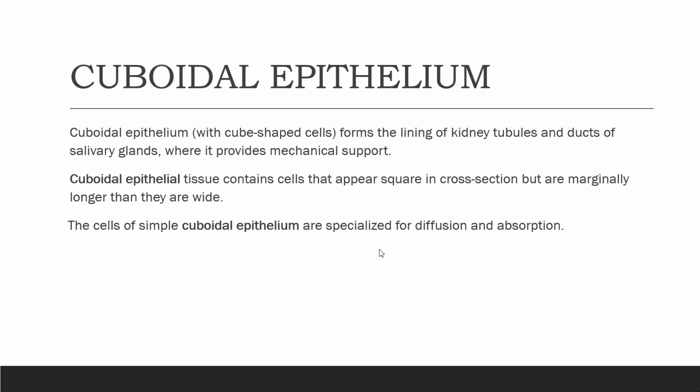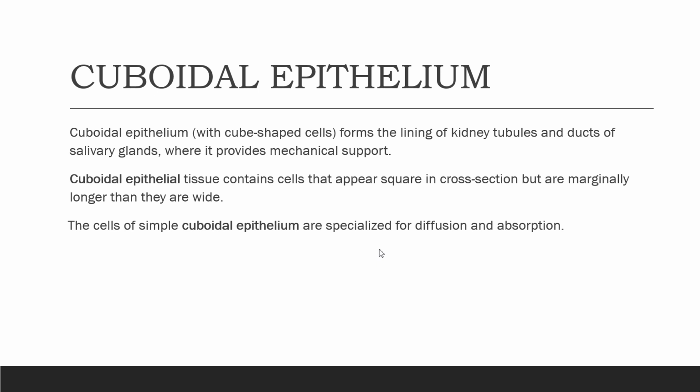Yes, cuboidal epithelium. Cuboidal epithelial cells are cube-shaped. They form the lining of kidney tubules and ducts of salivary glands, where they provide mechanical support. We have already discussed we need strength along with protection. So cuboidal epithelium provides strength and protection to the inner lining of the kidney tubules and ducts of salivary glands.